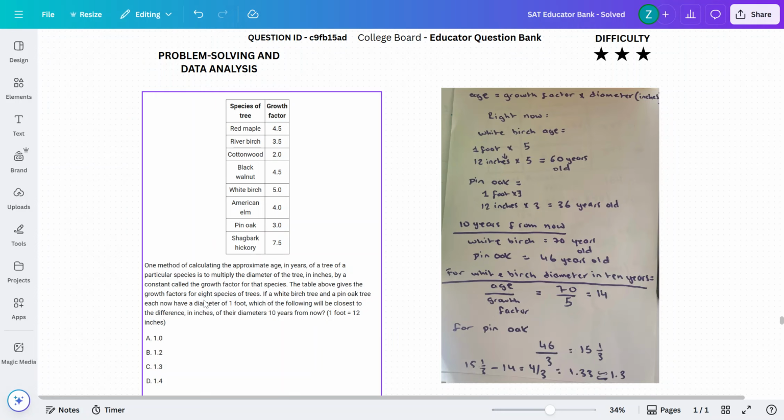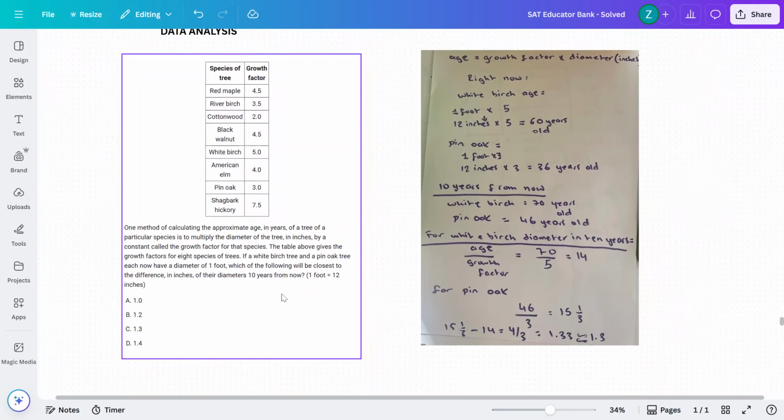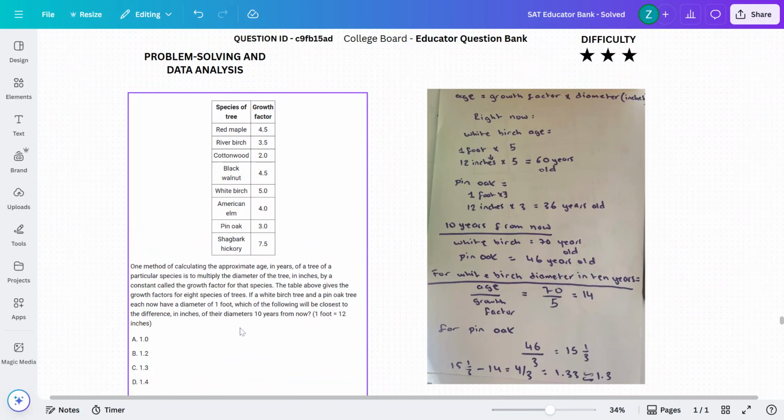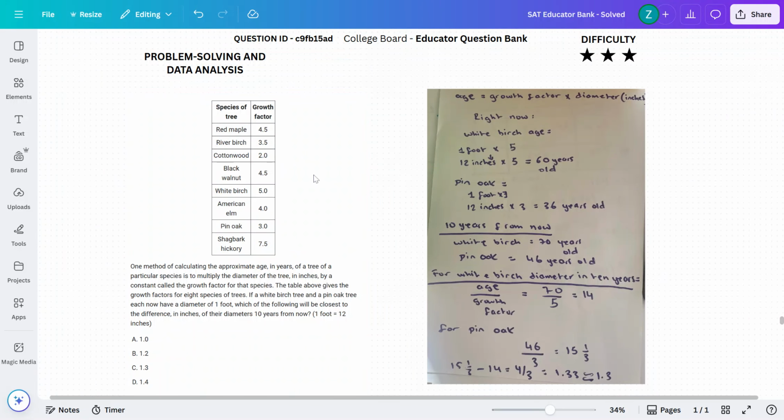Now, the table above gives the growth factors for 8 species of trees. If a white birch tree and a pin oak tree each now have a diameter of 1 foot, or 12 inches, which of the following will be the closest to the difference in inches of the diameters 10 years from now? So what they're asking you to find, obviously the diameters will be different 10 years from now because they have a different growth factor.